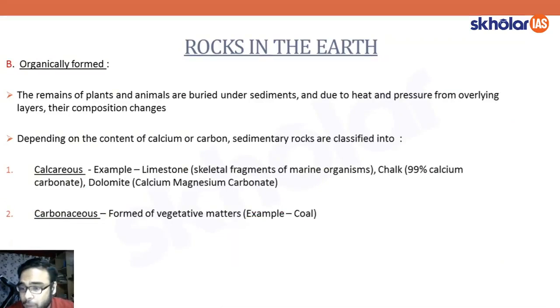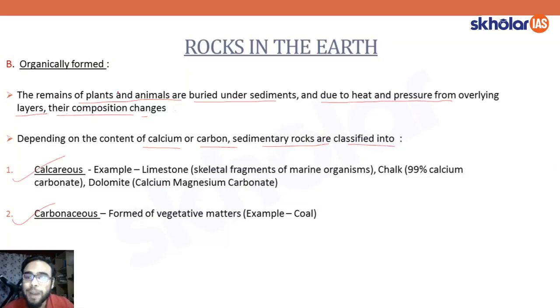Now let's talk about what is organically formed. So the remains of plants and animals are buried under the sediments, and under the process of heat and pressure from the overlying layers, their composition will change, and depending upon the content of calcium or carbon, these sedimentary rocks are classified into calcareous and carbonaceous. Understood this point?